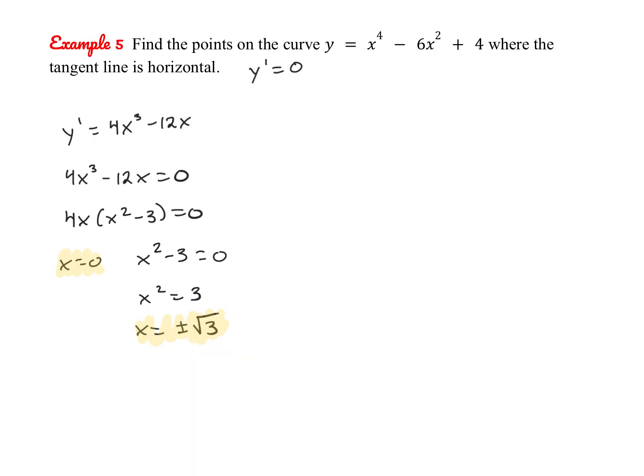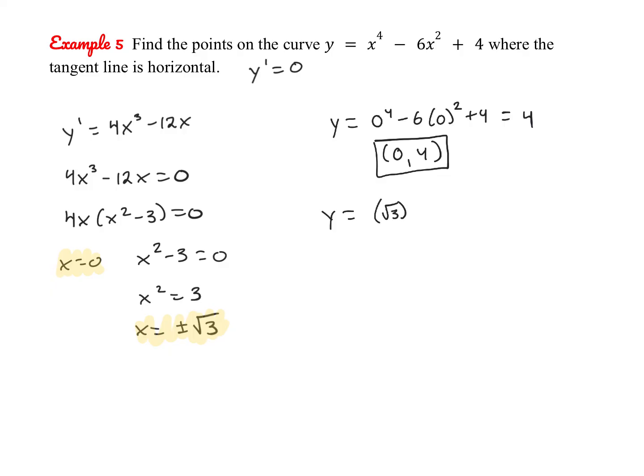So first, let's plug in when x is equal to 0. We get 0 to the power 4, minus 6 times 0 squared, plus 4, which equals 4. So one of our coordinates is (0, 4). And then we need to plug in plus or minus square root of 3. Let's start with the positive. So we have square root of 3 to the power of 4, minus 6 times the square root of 3 squared, plus 4. If you simplify that, we should get 9 minus 18 plus 4, which equals negative 5. So we have the point (root 3, negative 5).